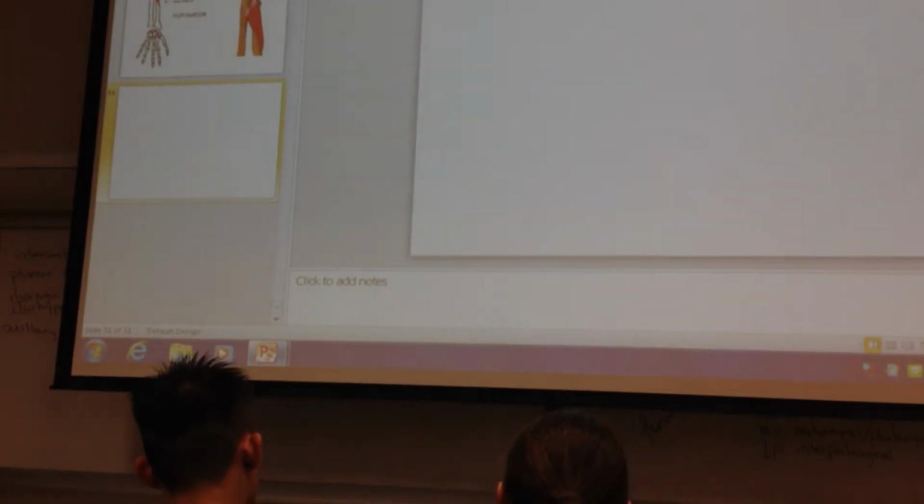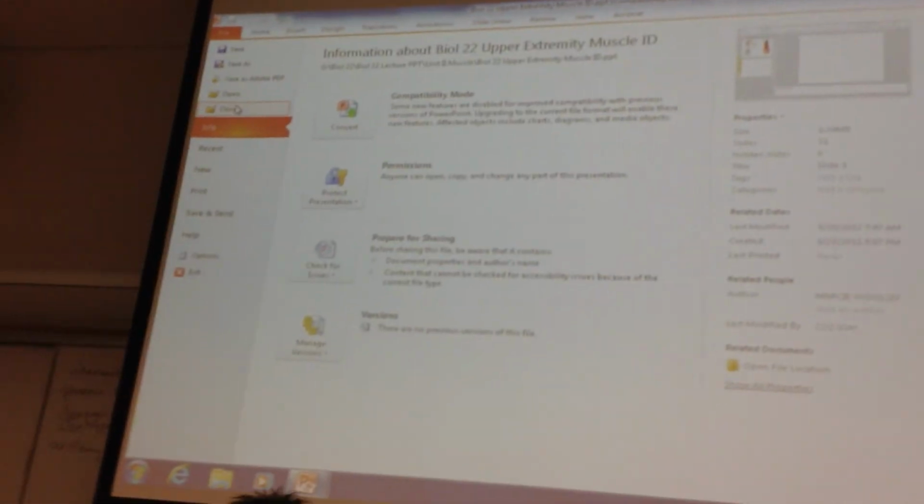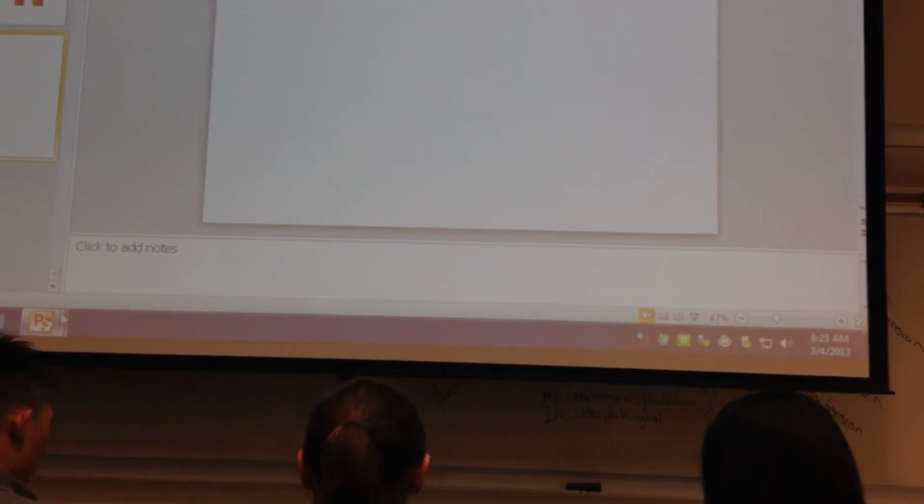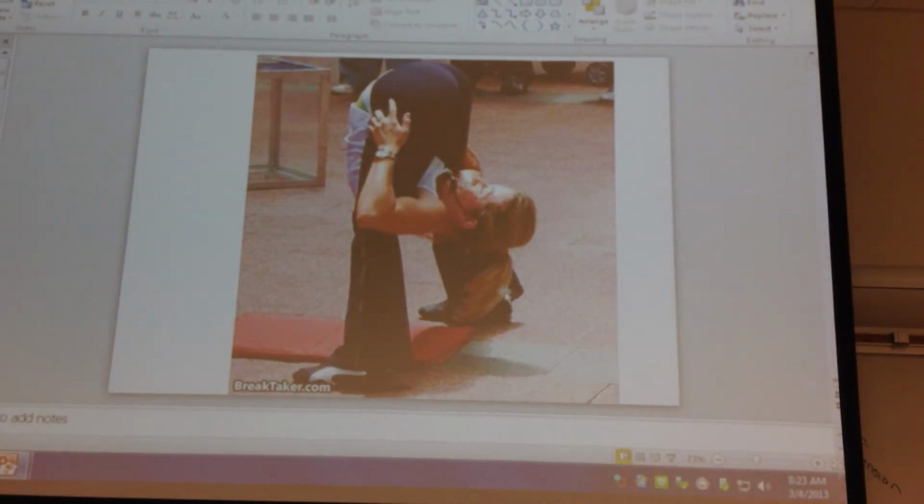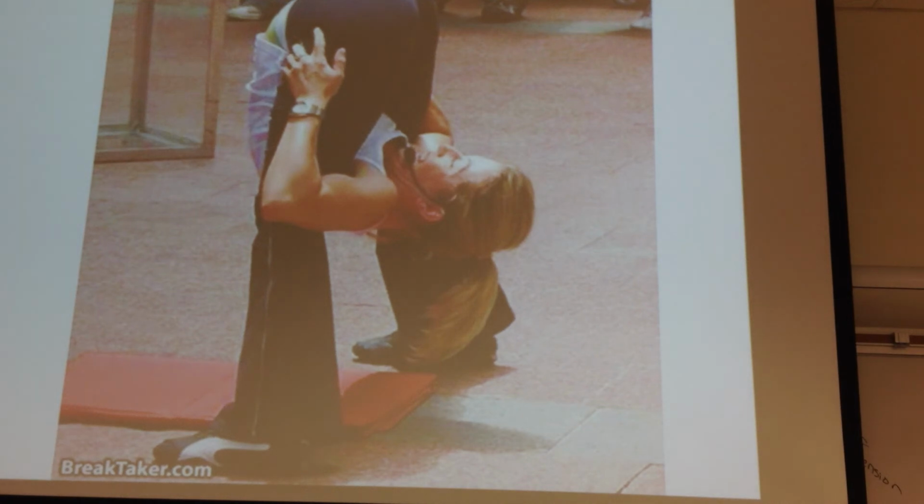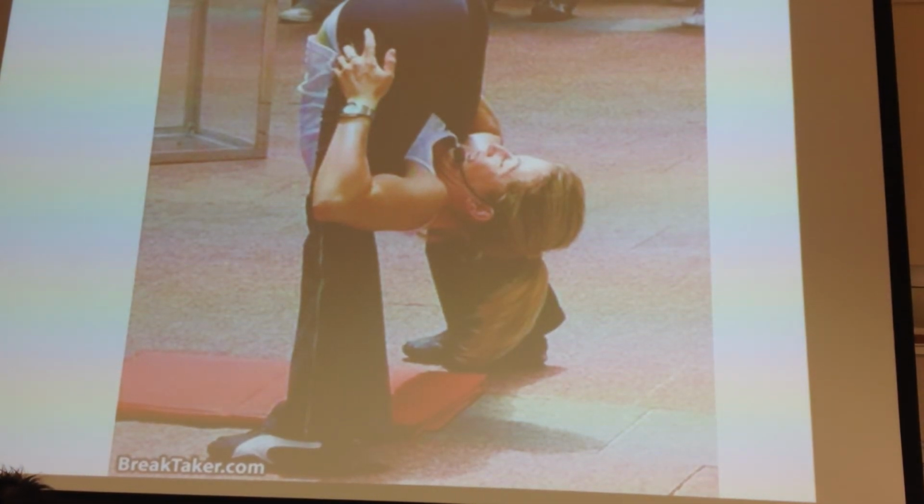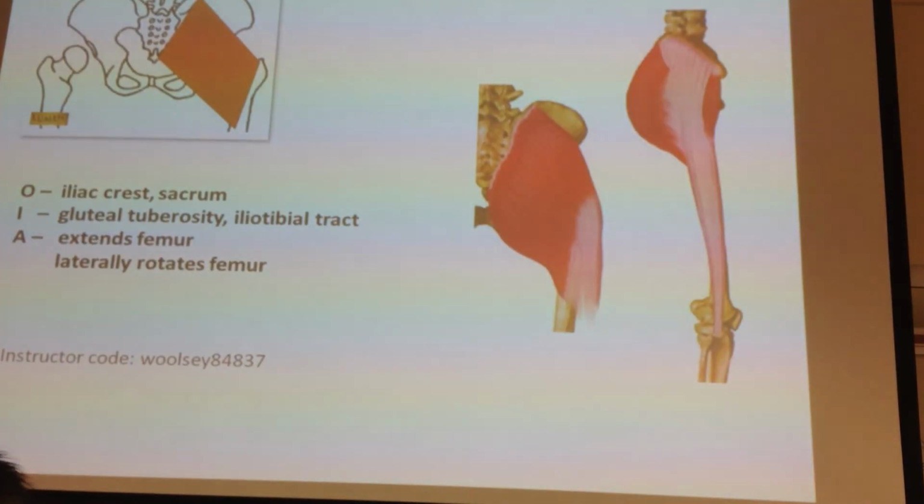All right, so let's get started on the lower limb. I found this image last night. Nice view. It hurts just to look at that. Okay.